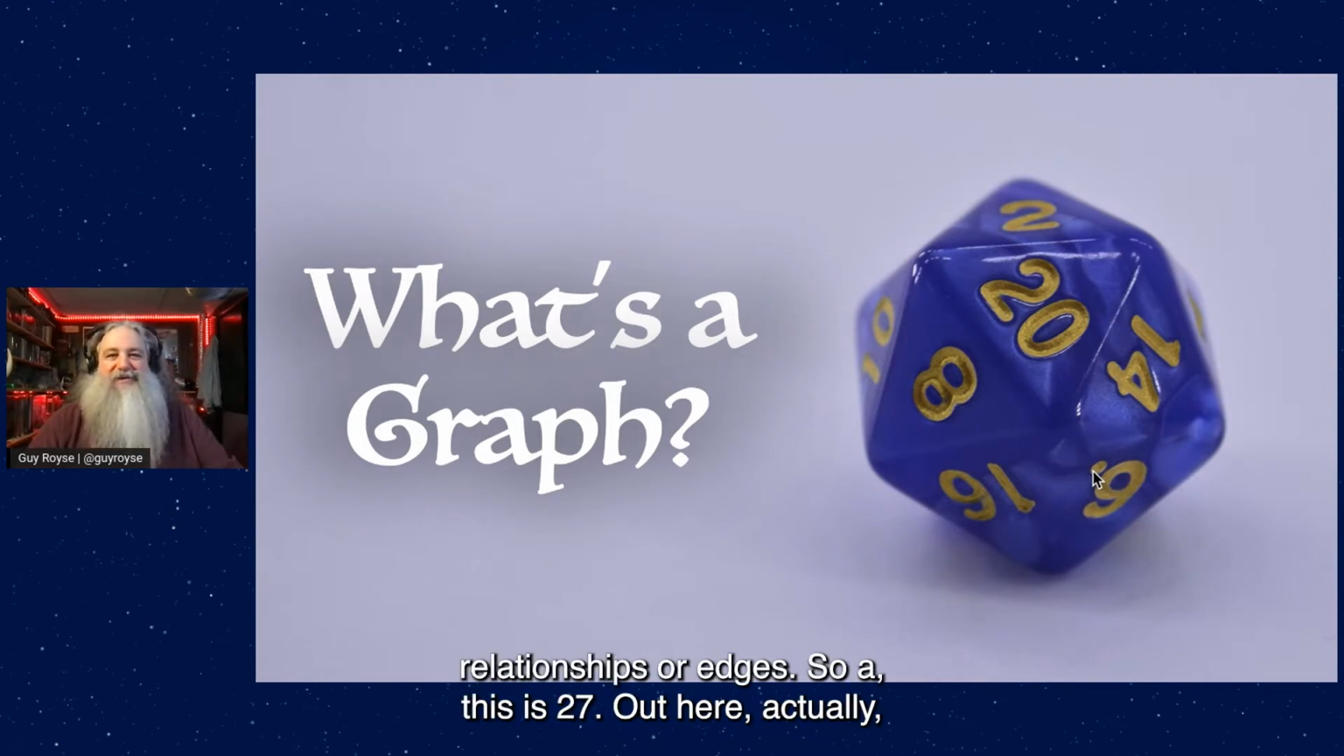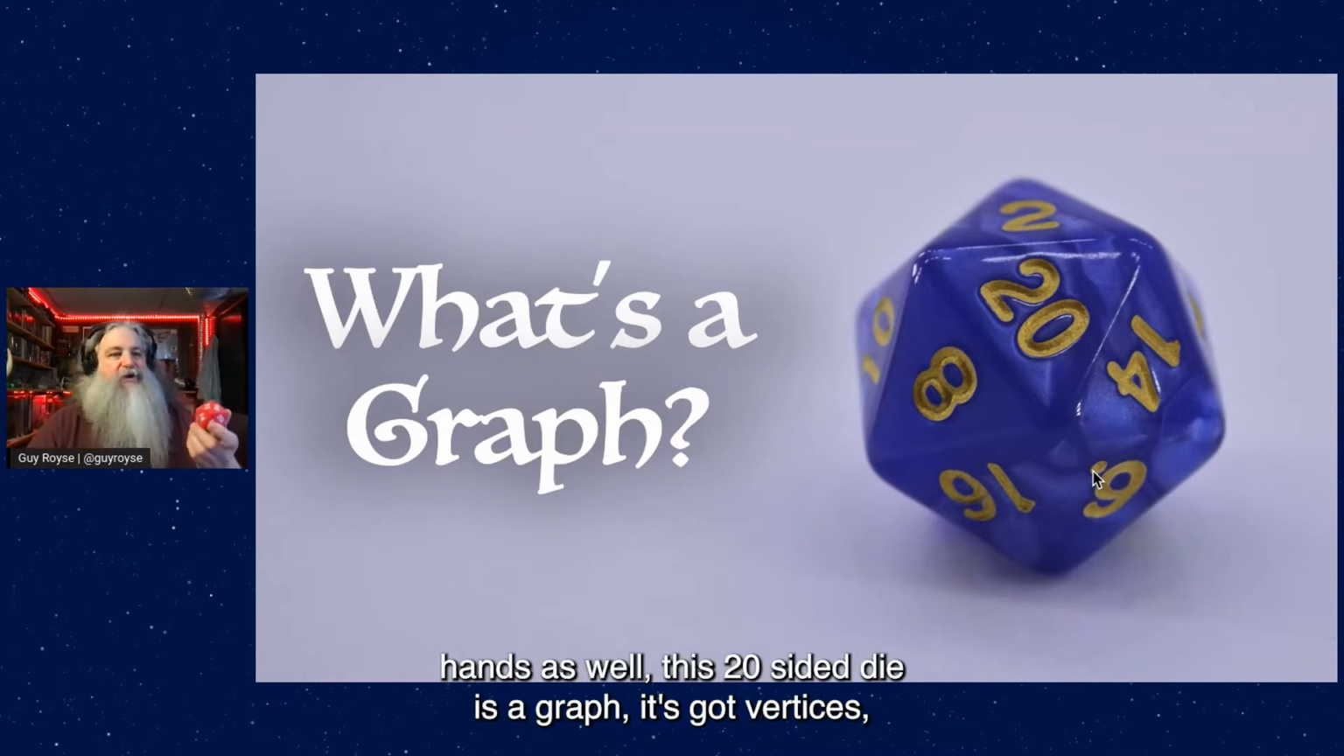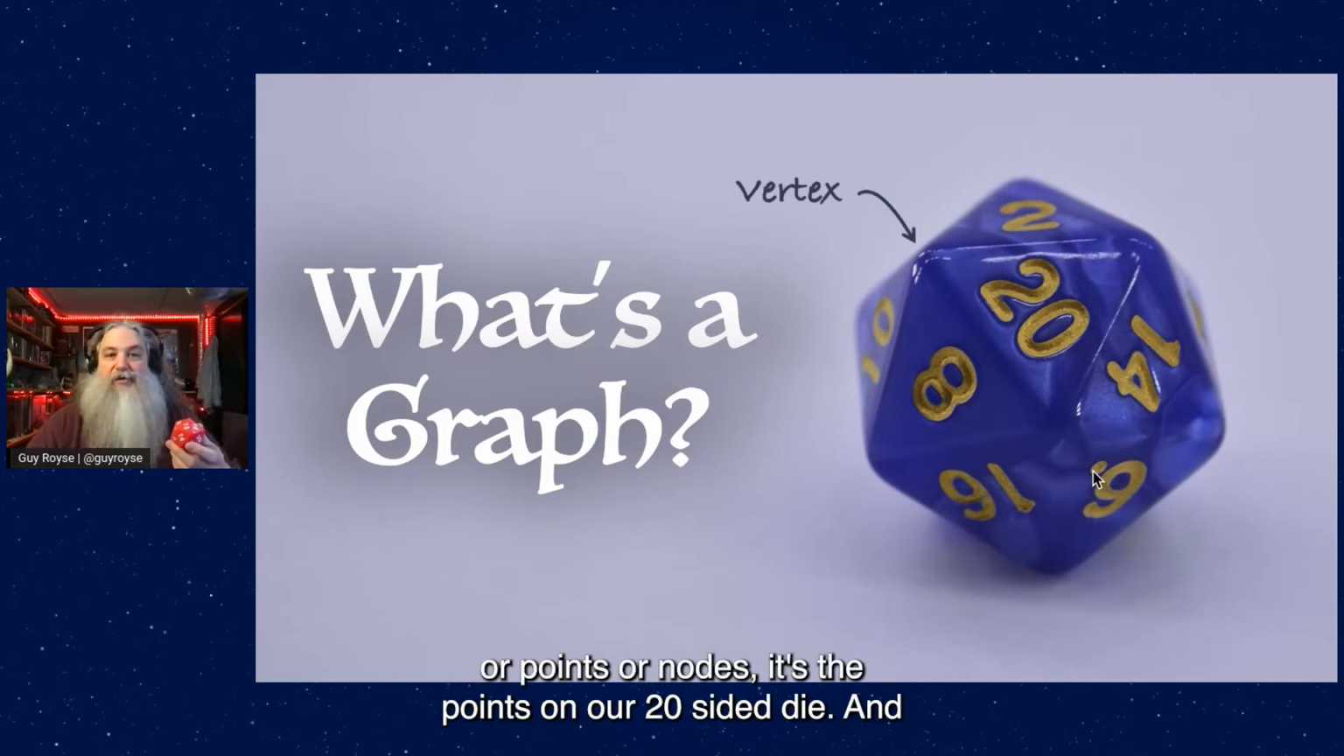So this 20-sided die here, I have a 20-sided die right here in my hands as well. This 20-sided die is a graph. It's got vertices, or points, or nodes. It's the points on our 20-sided die.